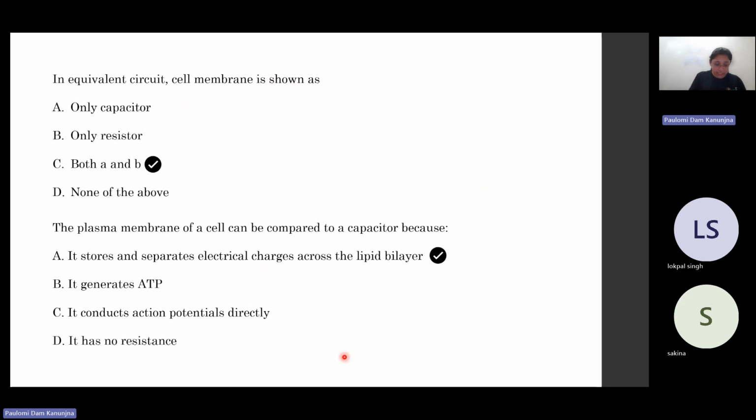And it is also a resistor because of the presence of ion channels in the cell membrane. These ion channels allow ion flow, that too selective ion flow. Because these ion channels can conduct, they are resistors, so you have a resistor in the cell membrane as well as the capacitor. That's the logic behind it.